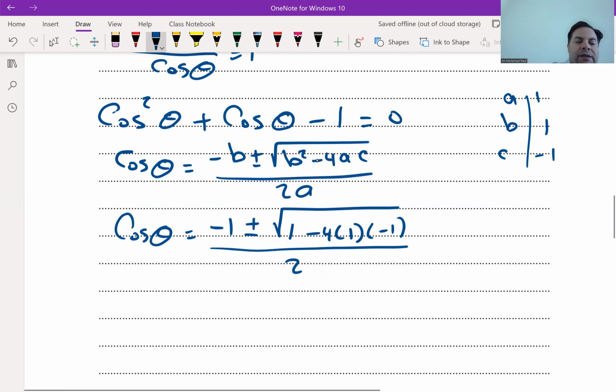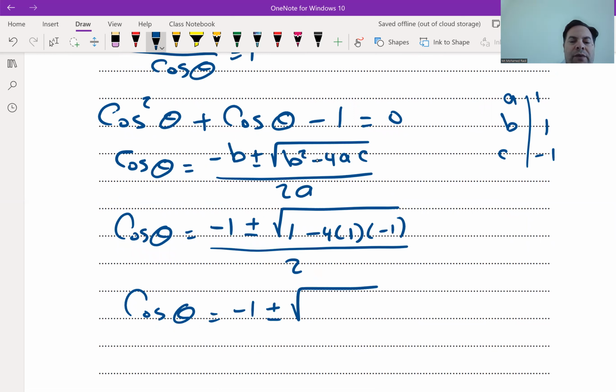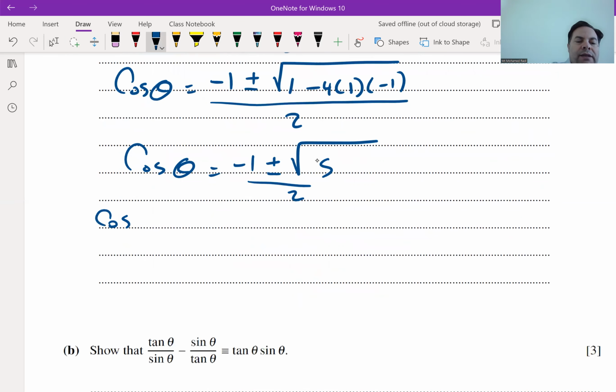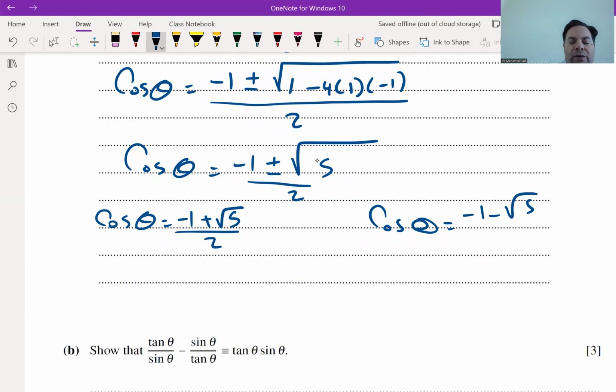Cosine theta is equal to minus 1 plus or minus square root of negative, negative, positive: 1 and 4 is 5, divided by 2. We have two solutions. Cosine theta is equal to minus 1 plus root 5 divided by 2, or cosine theta is equal to negative 1, negative root 5, all divided by 2.